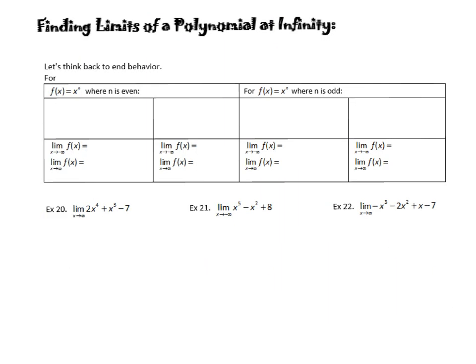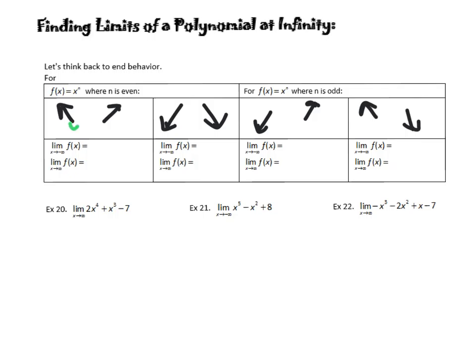Okay, so finding limits of a polynomial at infinity. Let's think back to your end behavior. When n was even, your graph on the ends either went both up or both down. And when n was odd, they went in opposite directions, one up, one down. Those were the ends.